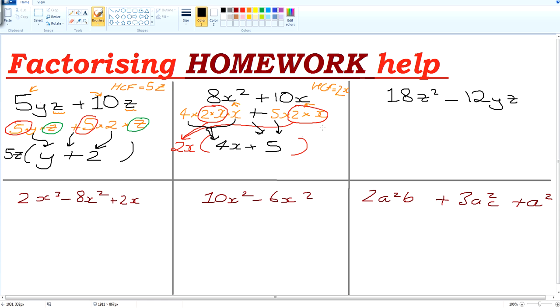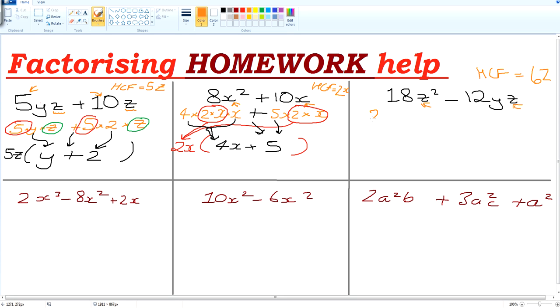Are we happy with that? Next question. Same thing again. Let's have a look. What is the highest common factor? Well, we have a z times z here, and we have a z there, single z. So we know we're going to have a z in our highest common factor. Now the numbers 18 and 12, what is the highest common factor? It is 6. Well done.